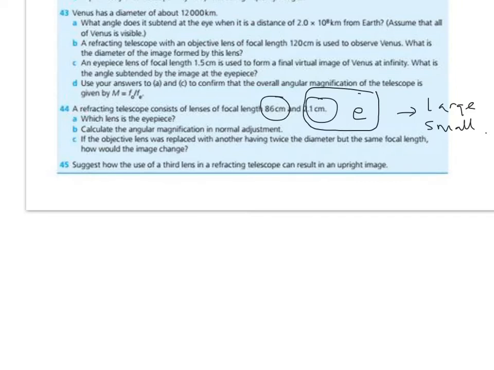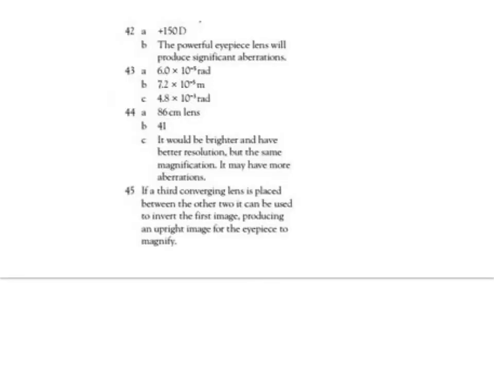Calculate the angular magnification in normal adjustment. So that's easy. That's just applying the formula, F0 over Fe. Now, if the objective lens was replaced with another one having twice the diameter, so that's a simple definition question. If you have twice the diameter, then you are going to have a much brighter, better image, but you're going to have huge aberration effects.